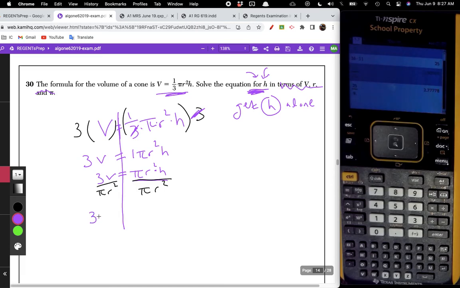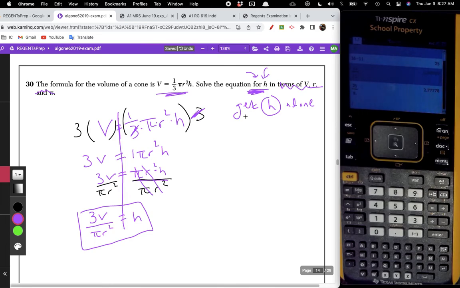You just say, all right, well, I know I got 3 times v divided by pi r squared. And here, pi cancels with pi, r squared cancels with r squared because they're dividing, and we got h alone. And that's it. We got h by itself. That is our answer. Congratulations on that 2 points.